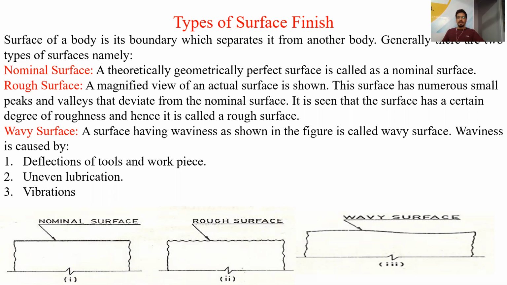Next is wavy surface, a surface which is having waviness. Waviness is the roughness which is present over the surface in the form of wave. Let us suppose this one. So in this wave, the roughness is present over there, but which is having more roughness width and roughness height. So the waviness is caused by deflection of tools and workpiece, uneven lubrication and vibration. So the roughness produced by these factors falls under the category of rough surface.